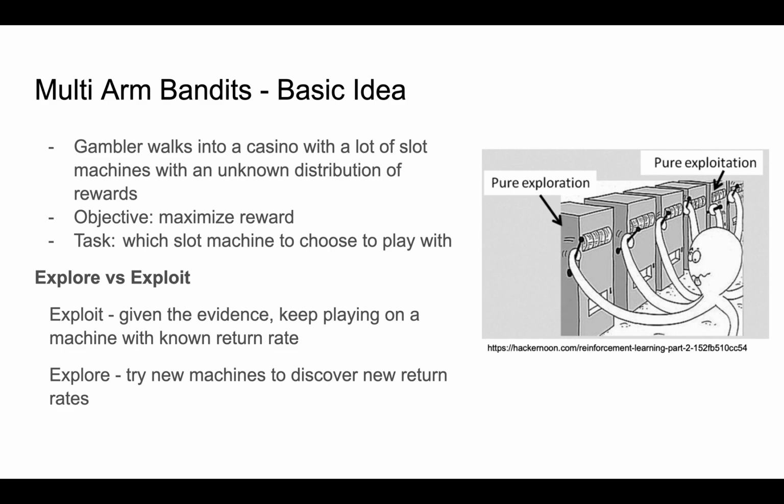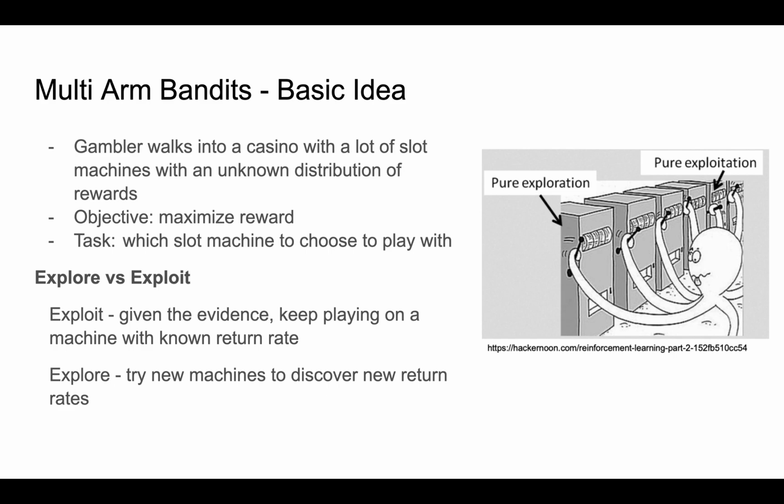The basic idea of a multi-arm bandit is that a gambler walks into a casino with a lot of slot machines which have an unknown distribution of rewards. Here the objective of the gambler is to maximize the reward by playing on slot machines which offer a higher return rate. Bandit models employ a heuristic called explore versus exploit.